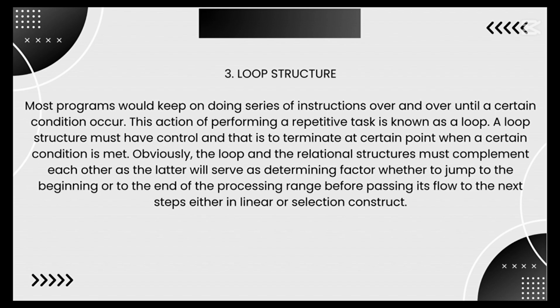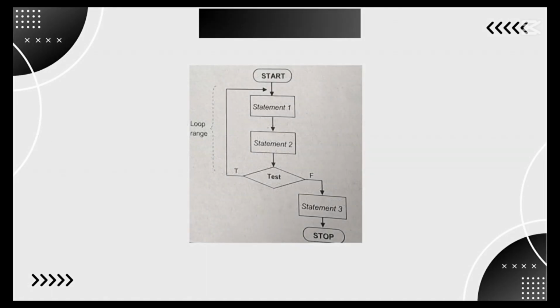So that is the loop structure. As you can see from the image, this is the looping. Statement 1, statement 2, then test. This is a process. If true, it just continues in the loop range, going back and forth between statement 1 and statement 2. If it is false, it goes to statement 3. Then stop. So that is how loop structures work.